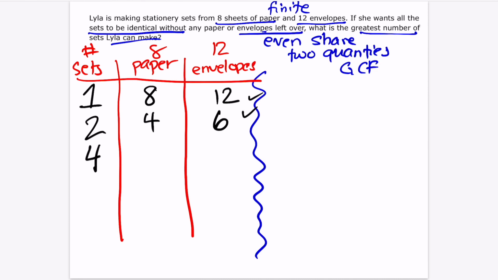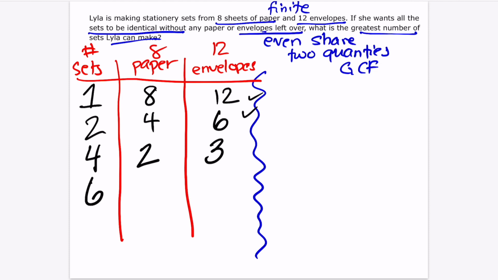We'll try 4. Can 8 be divided by 4? Yep, 8 divided by 4 is 2. Can 12 be divided by 4? Yep, 12 divided by 4 is 3. I'm just doing that in my head. And I'll try the next number, 5. 8 can't be divided by 5, so we're going to delete that.